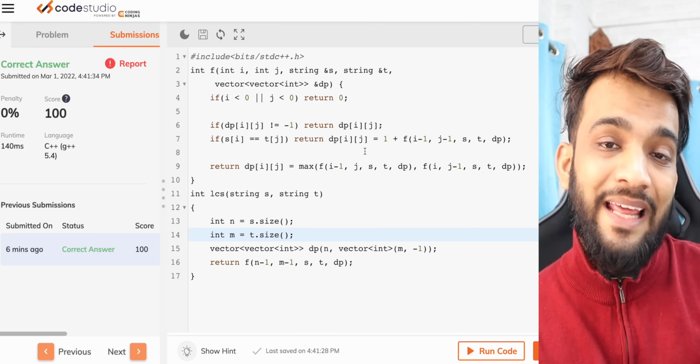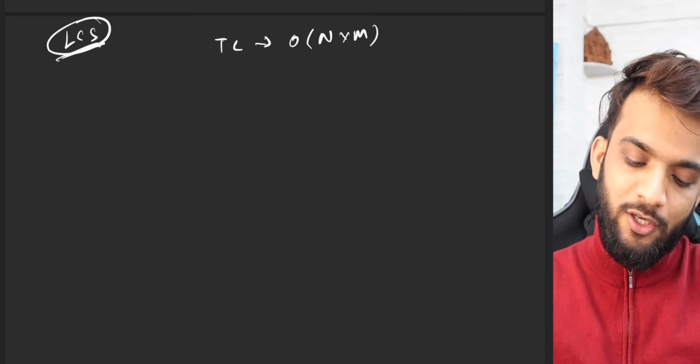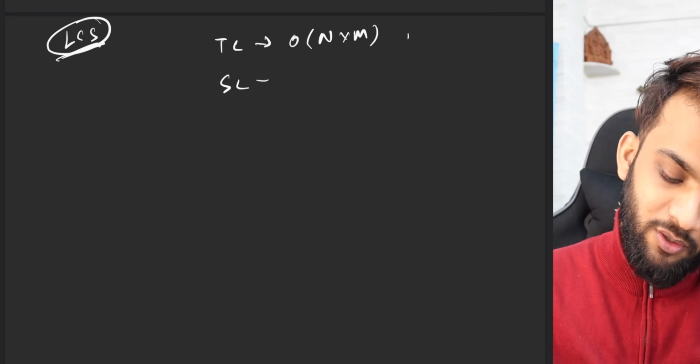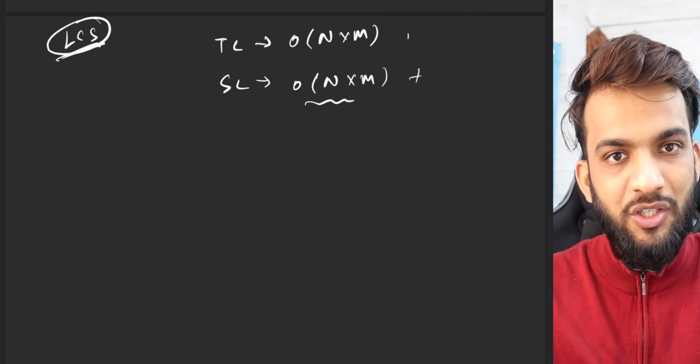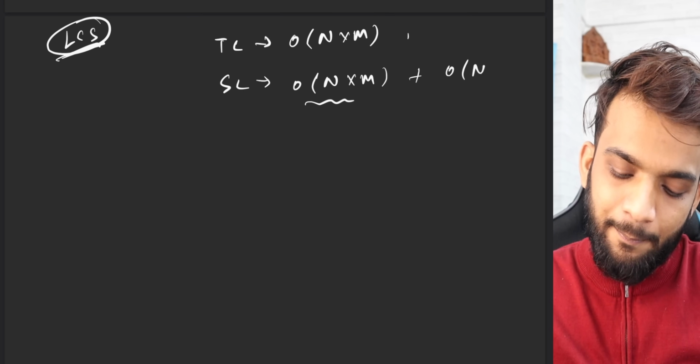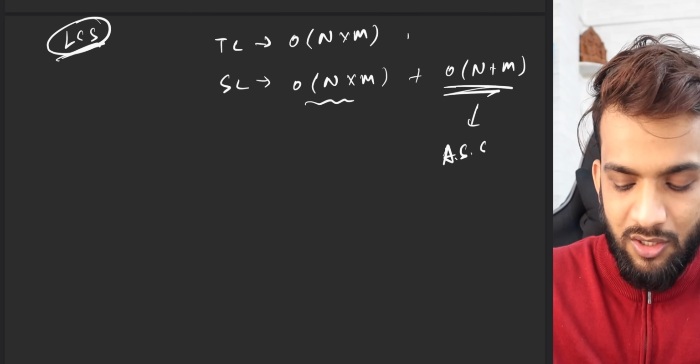Now the next step will be tabulation, because we have to optimize the auxiliary stack space. The time complexity to solve this by memoization was O of n cross m. And the space complexity we took was n cross m for the states storage in dp. And then O of n plus m in auxiliary stack space, right?